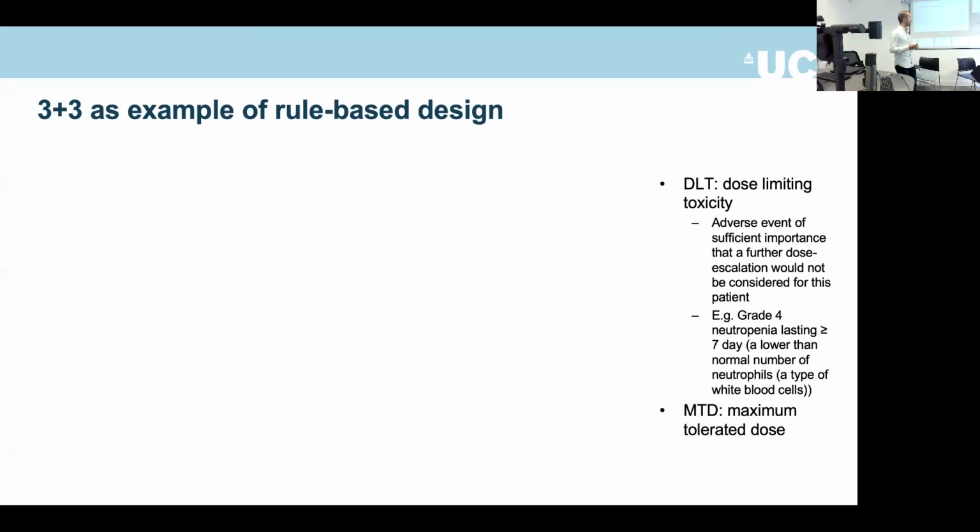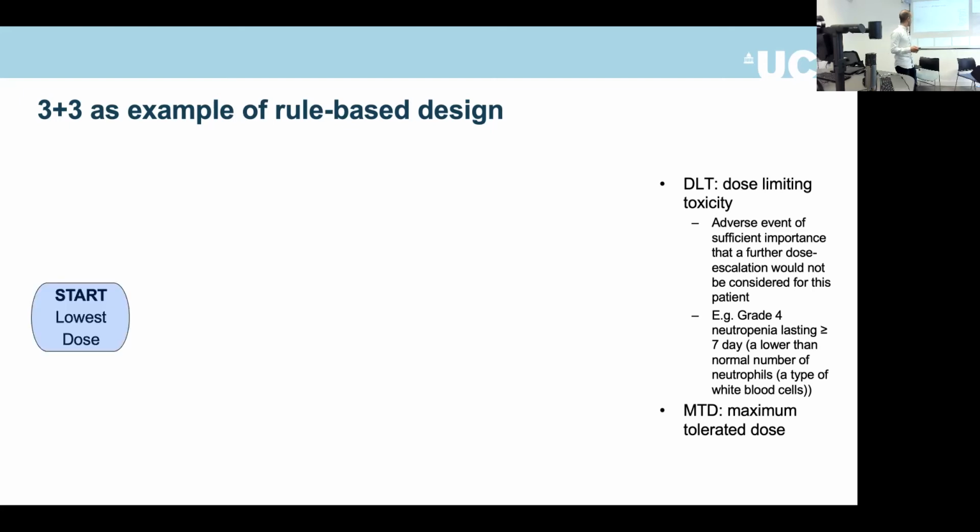And what does it mean? It means that there is a lower than normal number of neutrophils, which are a type of white blood cells involved in the immune system. And the MTD is the maximum tolerated dose. That is the dose that, in the chemotherapy paradigm, was expected to be identified.